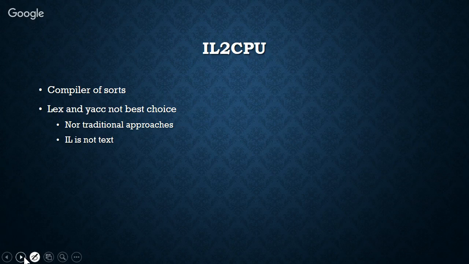Now, one of the components is called IL2CPU. This is a compiler of sorts. It takes the IL. So when you have a C# program or a VB, it creates an assembly. And inside that assembly is IL, intermediate language. It's not assembly language. It's a platform neutral code that .NET normally will JIT, just-in-time compile. What we do is we pre-compile it, and then we load that image.